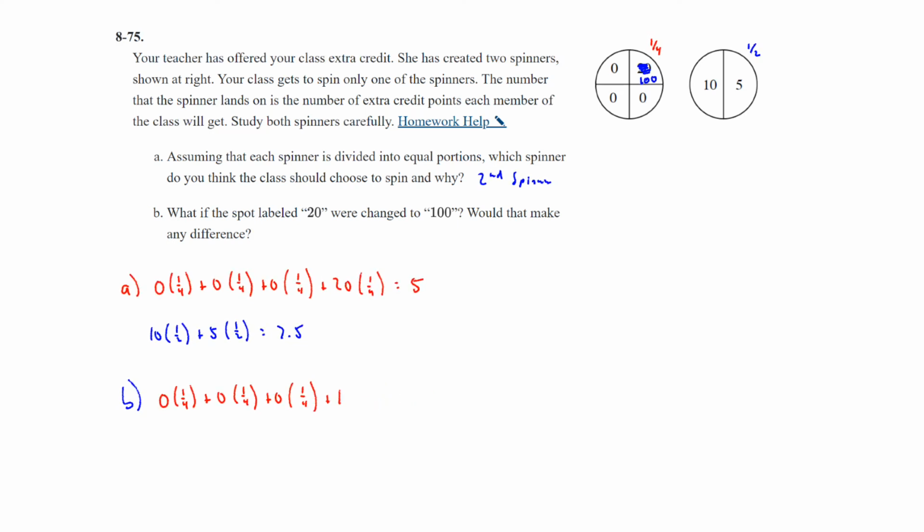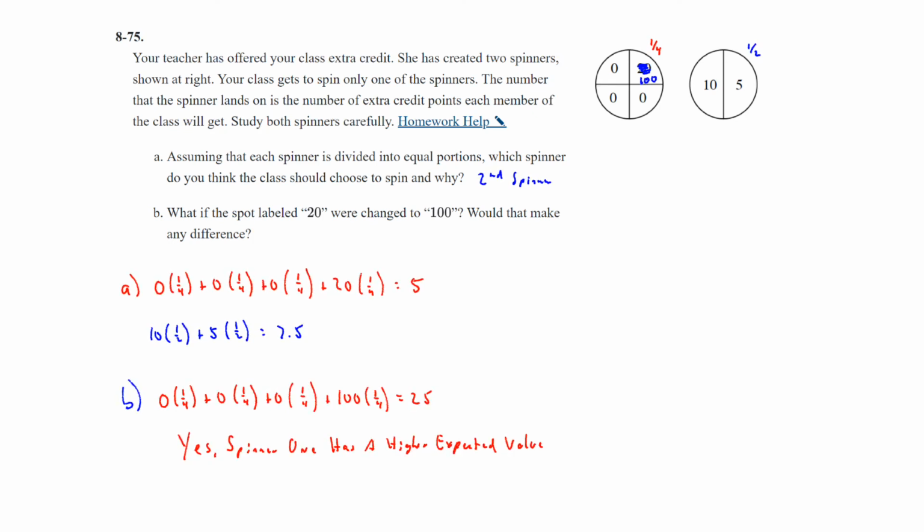So plus 100 times 1/4. Well, 1/4 of 100 is 25. Makes a huge difference as to what's going on now. So if we change it, would it make any difference? And yeah, absolutely. And then, once again, spinner 2 is going to guarantee you some extra credit points. Spinner 1's not, but spinner 1 in this scenario will give you a higher expected value.